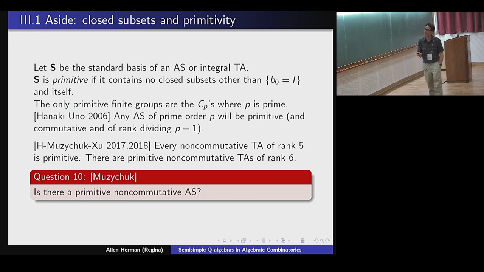association scheme. And in this paper with Muzychuk and Xu, we found that these rank 5 non-commutative things, which can't be association schemes, are primitive. But we did find also primitive table algebras of rank 6, which might be association schemes. And so we have a candidate which has order 120. Again, it's a table algebra, and we'd like to know, is it an association scheme? And if it is, it's a primitive non-commutative thing. Something like a cyclic group, which isn't commutative.